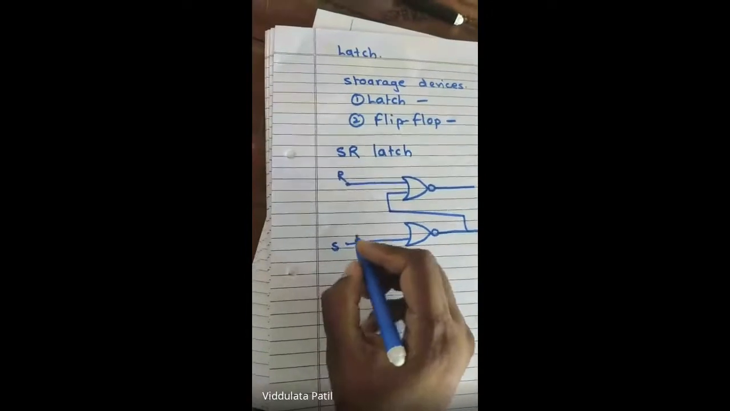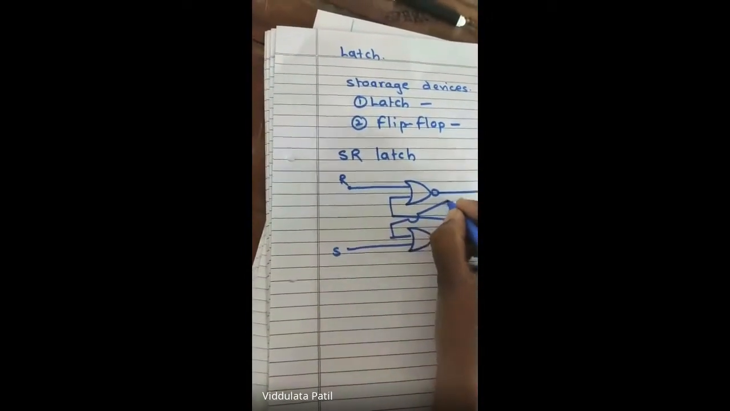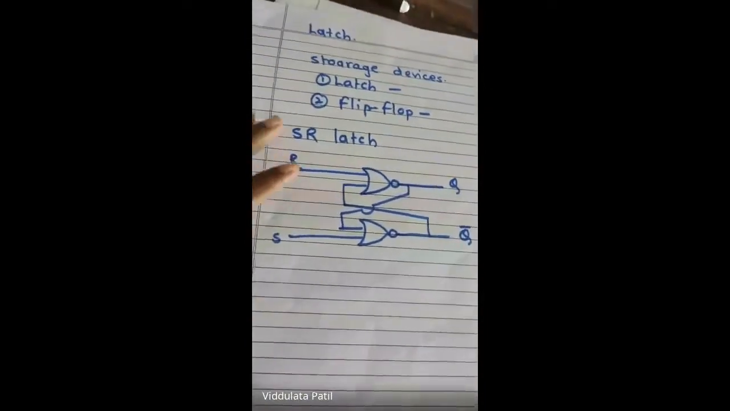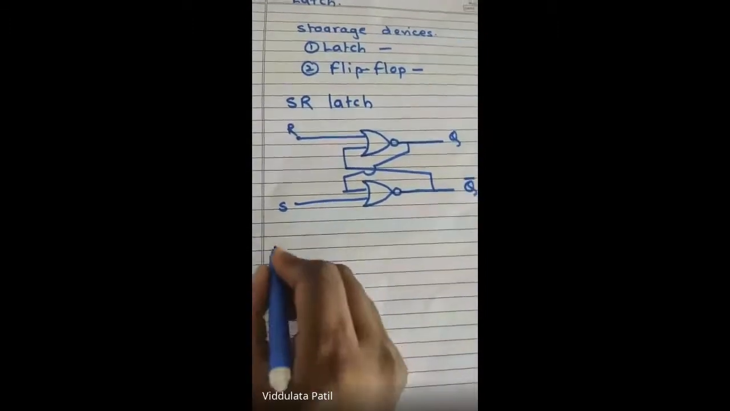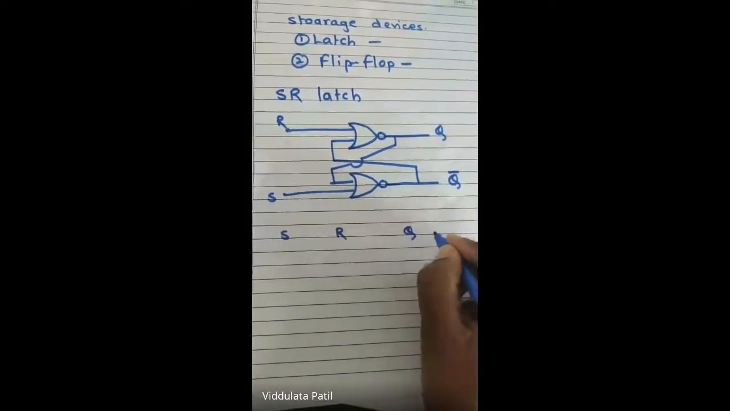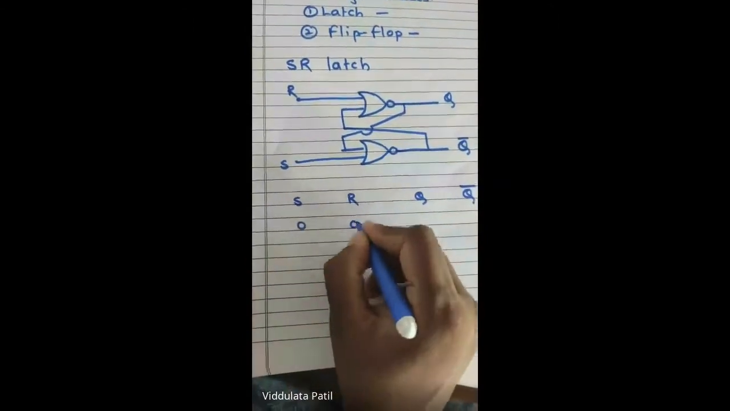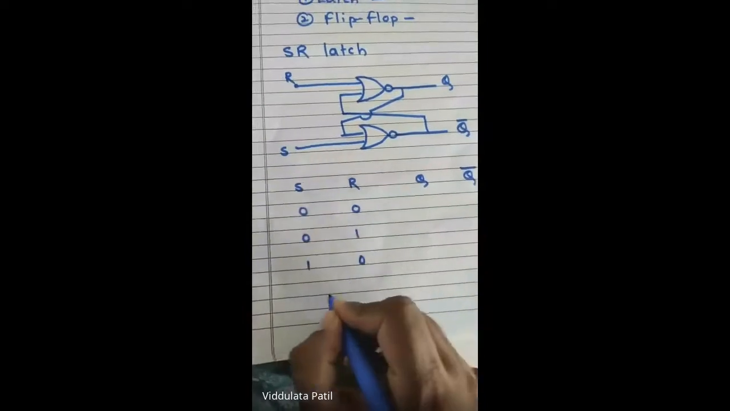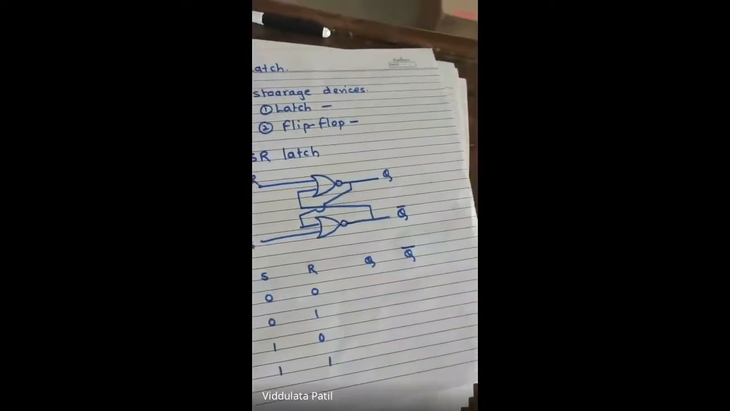So this is the SR latch. Okay, now let us discuss its truth table. As we know that, as there are two inputs, 4 different combinations will be present. So I have written this one by one.